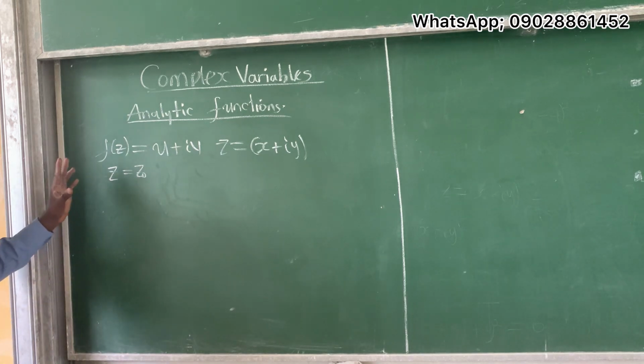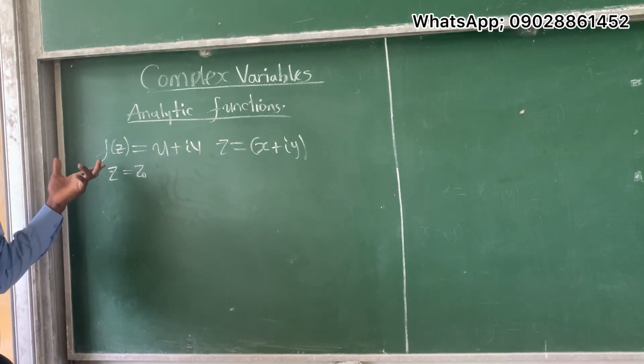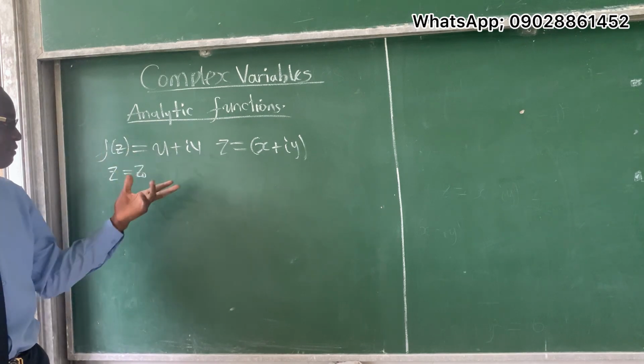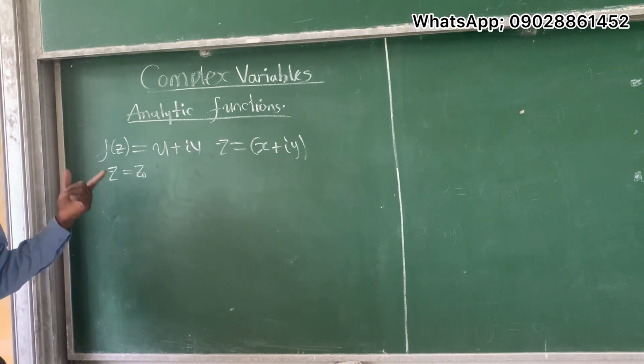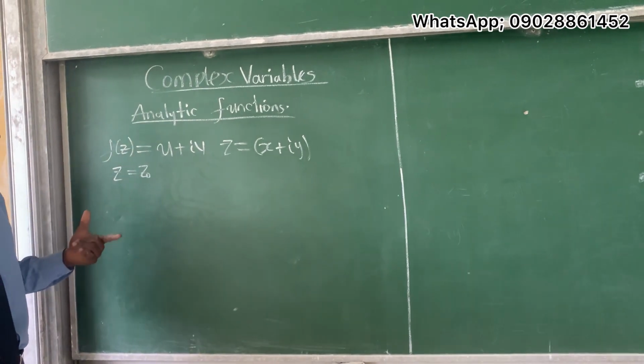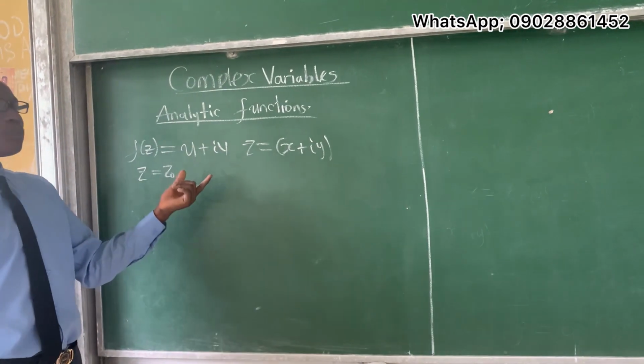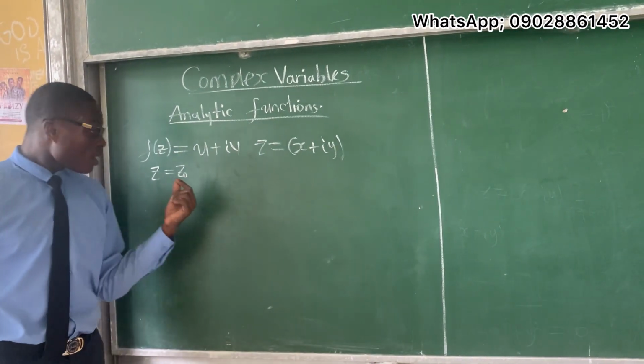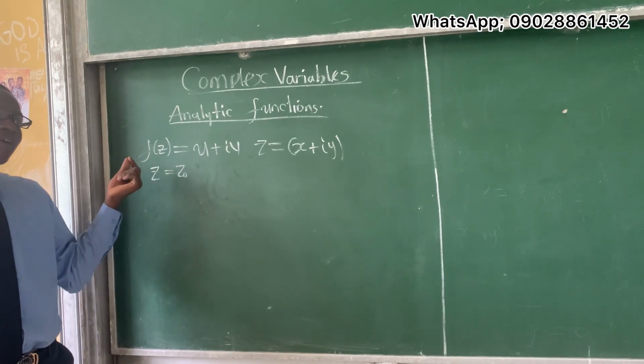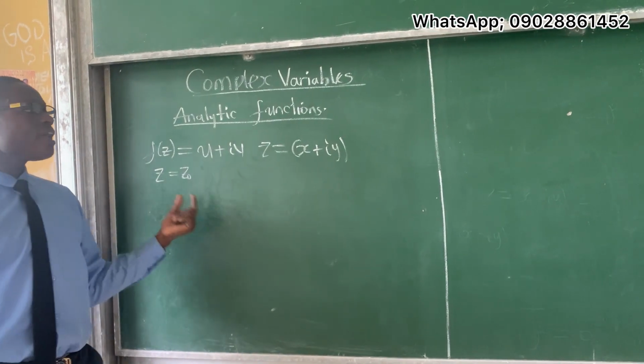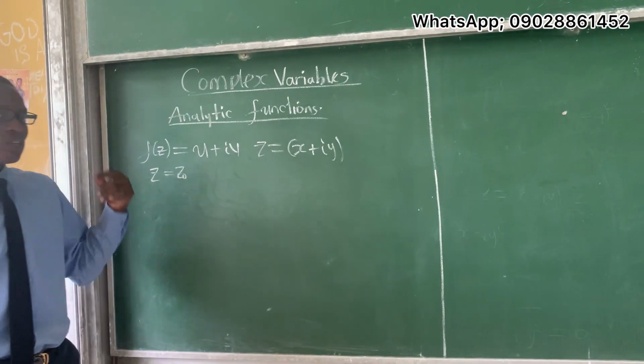So we said that a function of complex variable f of z equals u plus iv is analytic if the function is defined, and of course for a function to be defined, the denominator must not be equal to 0, and if the derivative of that function exists at every point z equals z naught.